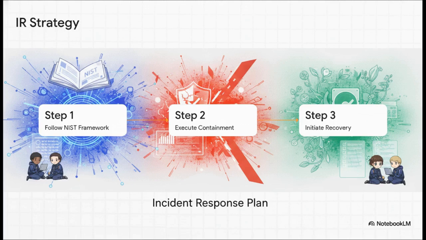Step 1, you follow the NIST framework as your guiding doctrine. Step 2, when the incident occurs, you execute containment immediately to stop the bleeding. And Step 3, once that active threat is neutralized, you initiate recovery. Having this whole shebang properly documented in an official incident response plan means that when panic sets in, your team has a crystal clear checklist to fall back on. You don't have to debate what to do, you just execute the plan.